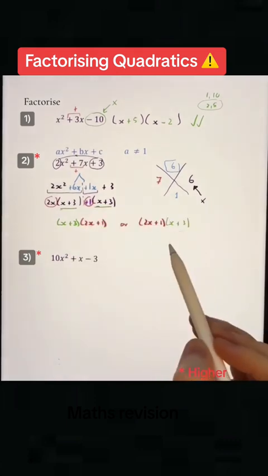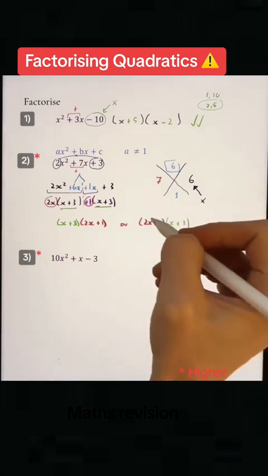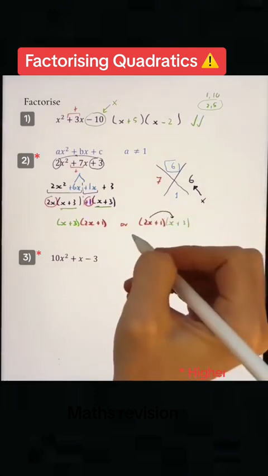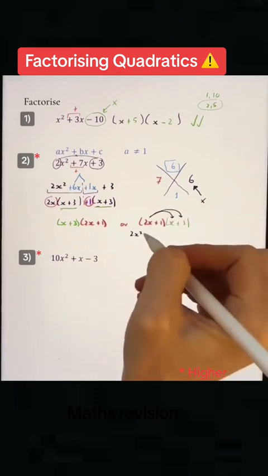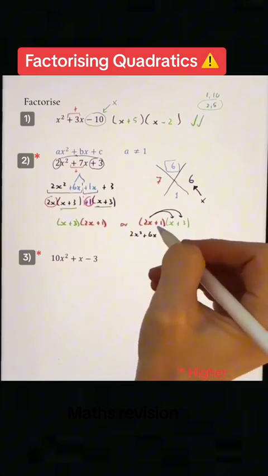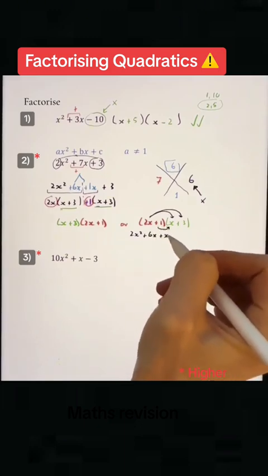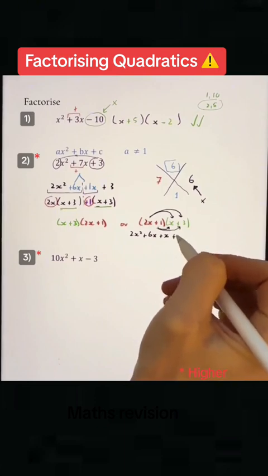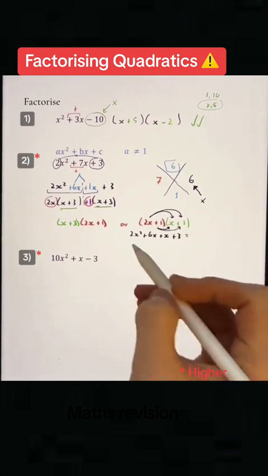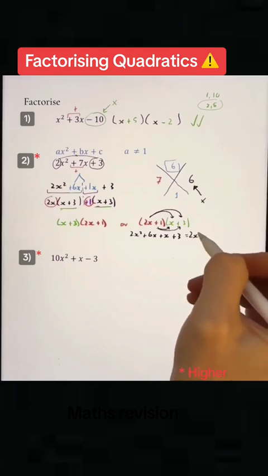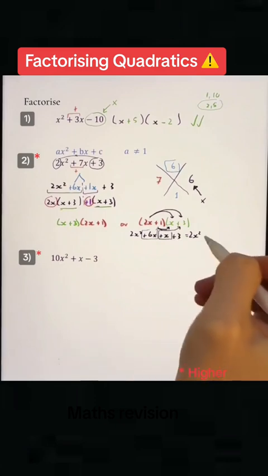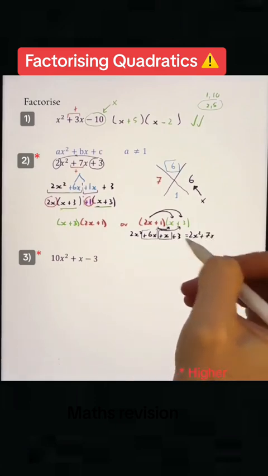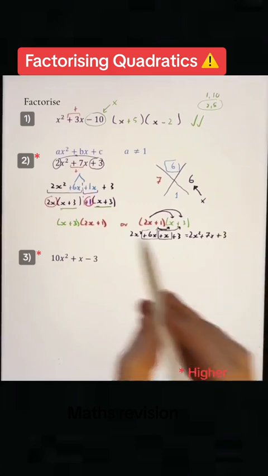To check, the opposite of factorize is to expand. Expanding out my double brackets, well, 2x times x will give us 2x squared. 2x times positive 3 will give us plus 6x. 1 times x will give us plus x. And 1 times 3 will give us plus 3. Simplifying, collecting like terms, I've got 2x squared, no other term ending in x squared. I've got 6x plus single x, which simplifies to give us plus 7x. And I've still got plus 3, which was my original quadratic.